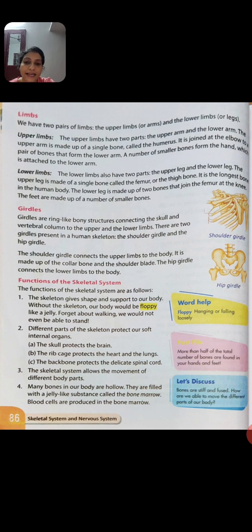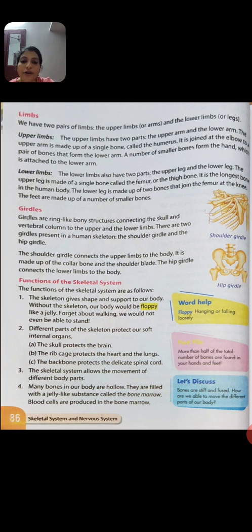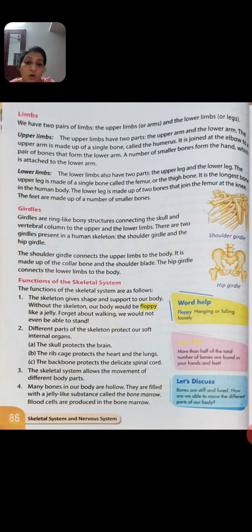Different parts of the skeleton protect our soft internal organs. The skull protects the brain. The rib cage protects the heart and the lungs. The backbone protects the delicate spinal cord. Okay, third one. The skeletal system allows the movement of different body parts.